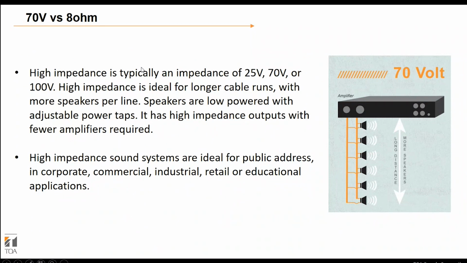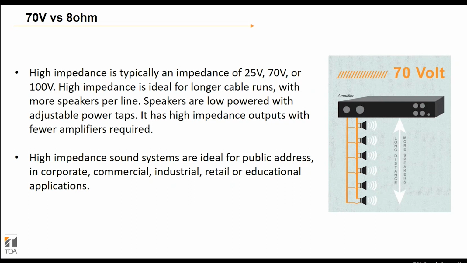Whereas with high impedance, you're typically running a voltage of 25 volt, 70, or 100 volt. And that is a constant voltage that doesn't change based on the impedance on the line. Whereas with an 8 ohm or a 4 ohm or whatever on a low impedance system, the amount of power on the line can actually vary depending on how many speakers and what that impedance actually is. So we don't have the variance with commercial audio in the 70 volt world that we do in the low impedance world. So high impedance is ideal for longer runs.